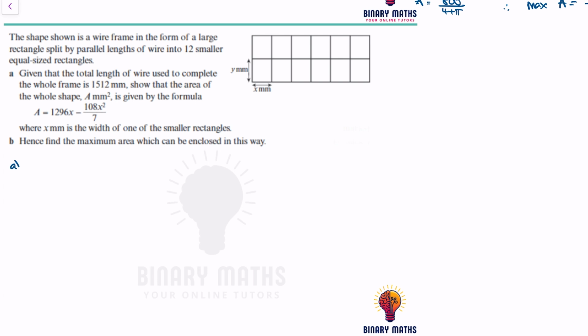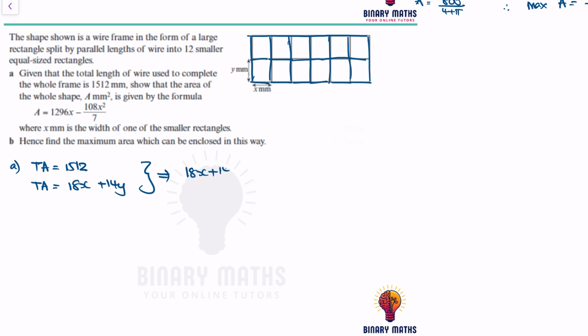Okay, so we know the total length is equal to 1512. If we were to form an equation for the total length, we get 1, 2, 3, 4, 5, 6, 6 again here, and 6 over there. So that gives me 18 lots of x. We've got 2, 4, 6, 8, 10, 12, 14 lots of y. If we put these together, then we get 18x plus 14y is equal to 1512.